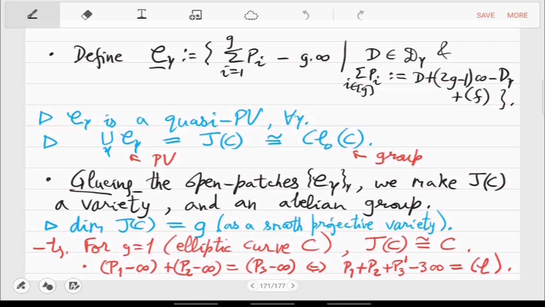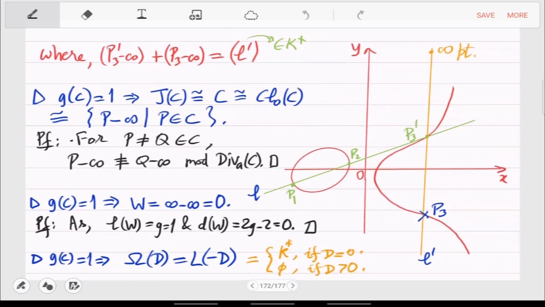So then you have to satisfy this equation: P1 plus P2 plus P3 prime minus 3 infinity should be equal to the principal divisor of a function. And P3 prime minus infinity should be equal to the negative of P3 minus infinity, so this sum should also be a function, right? So you have to come up with two functions.